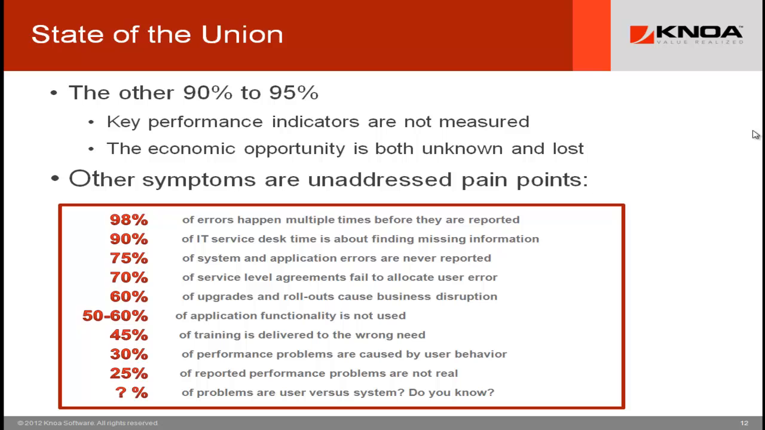And these pain points, you'll say, well, how does 45% of training being delivered to the wrong need? Well, we understand that. We give a standard course. How can that be related to application adoption? Well, it's part of the problem because people are not getting, in your environment, for your industry, for your transaction set, the training that they need exactly. And you can see with this technology exactly what the top user errors are real time as they unfold.